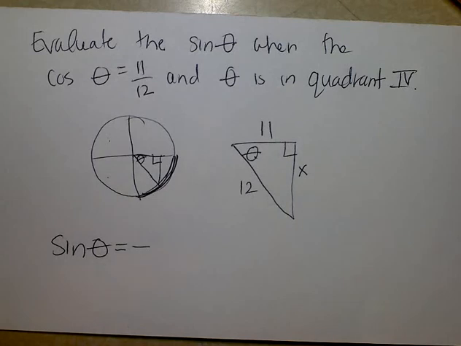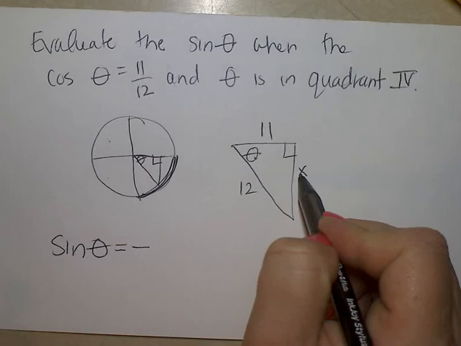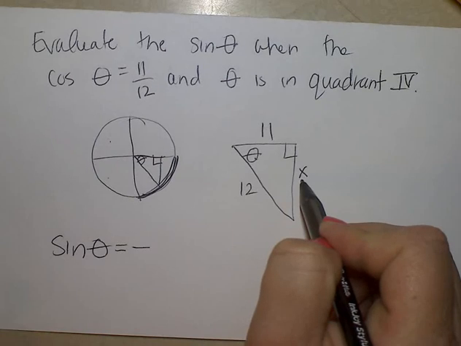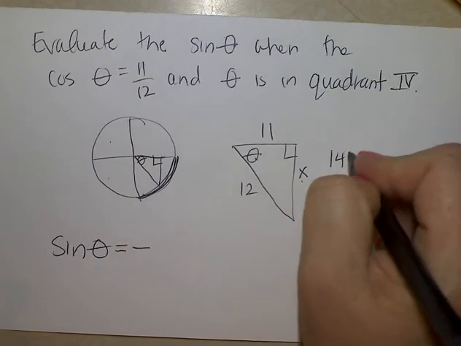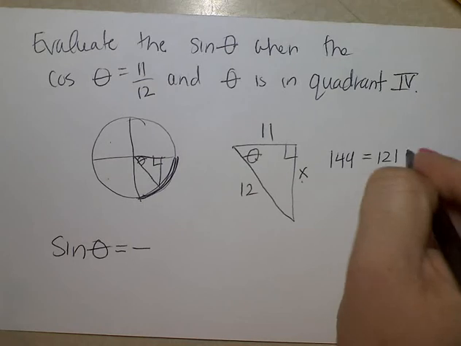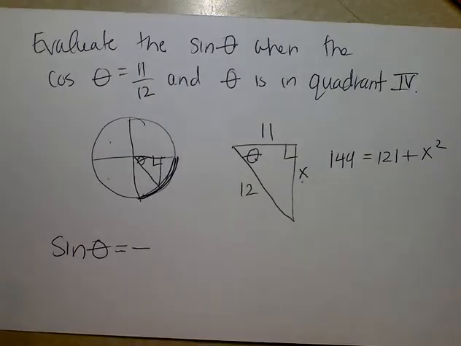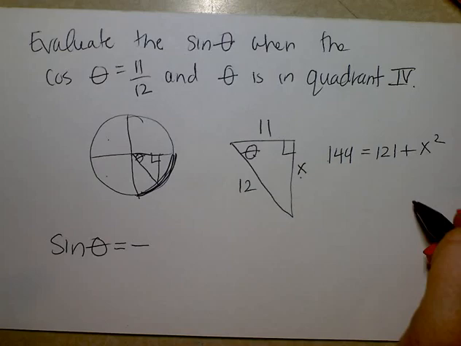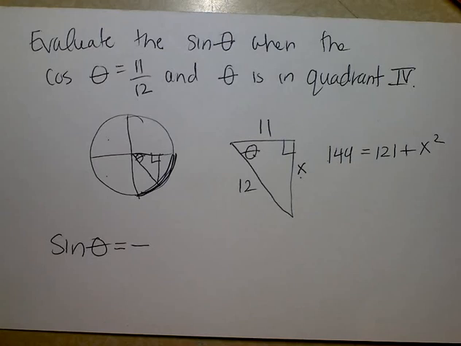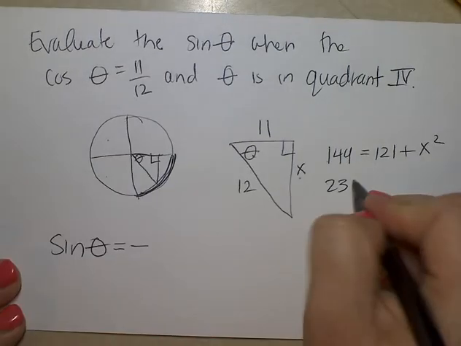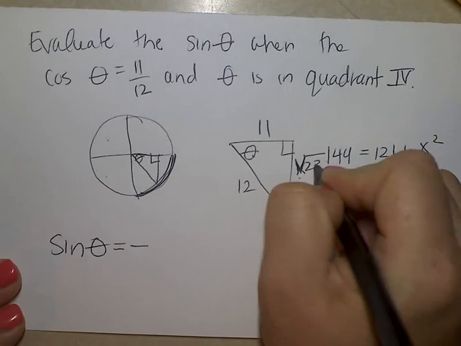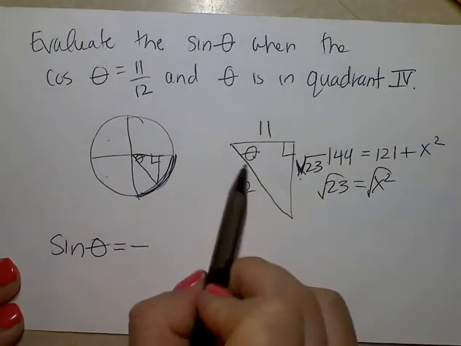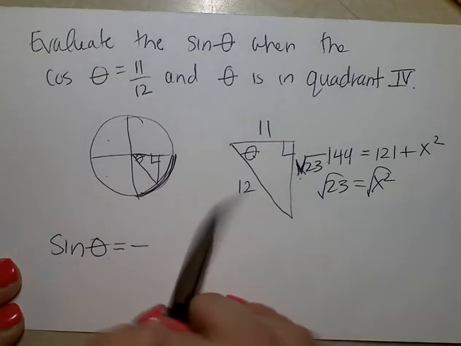Okay? So, anybody want to tell me what the missing number is? Did you get 5? Did you get square root of 25? Yes or no? No? Let me try. So, do you have 144 equals 121 plus x squared? Okay, subtract 121. What is 144 subtract 121? 23. Oh, so 23 equals x squared. So how about square root of 23? Better? Okay, so then we're going to do the sine, which is opposite over hypotenuse.